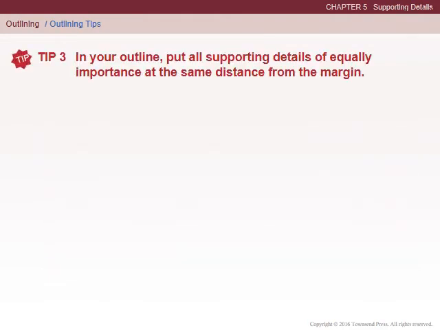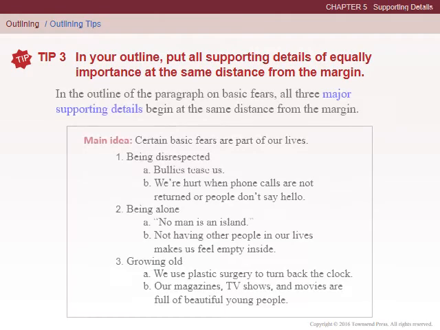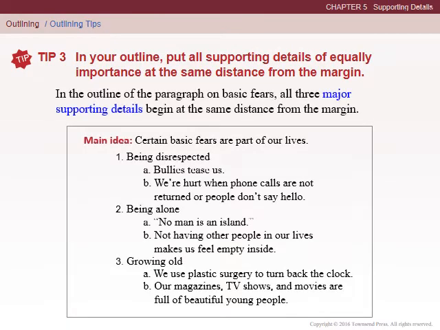So moving on, the last thing we want to think about is that when you're making an outline, you want to make sure that each level is at a different distance from the margin. So remember, the margin is that line on the side of your paper. On the left-hand side of your paper, there's a long, normally red line. That's the margin.